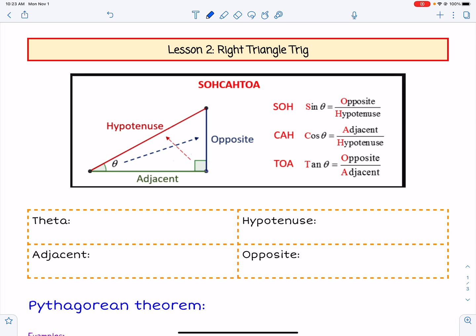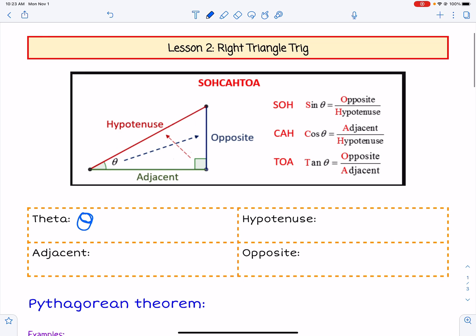We use theta, which is the Greek symbol, looks like an O with a little curly, like a cursive capital O. And that is to label an unknown angle. So it's a variable we use to represent an unknown angle. Let me write that out. An unknown angle. And then we consider adjacent side, opposite side, and hypotenuse in relation to theta.